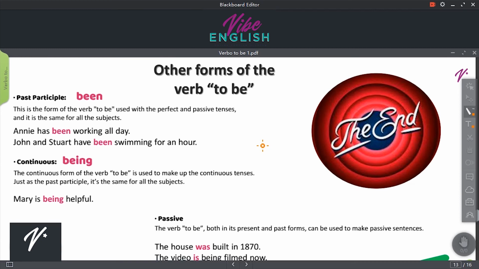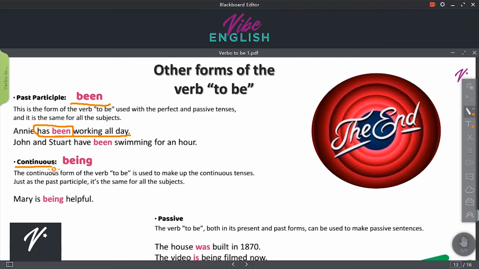And to finish off, here are other forms of the verb to be. So we have the past participle, been. This is the form of the verb to be used with the perfect and the passive tenses, and it is the same for all the subjects. So Annie has been working all day. As you can see, this is the present perfect tense. John and Stuart have been swimming for an hour.